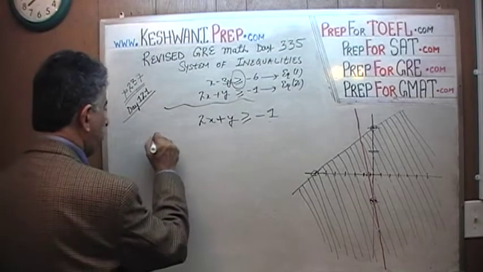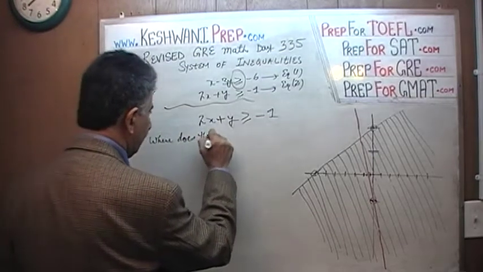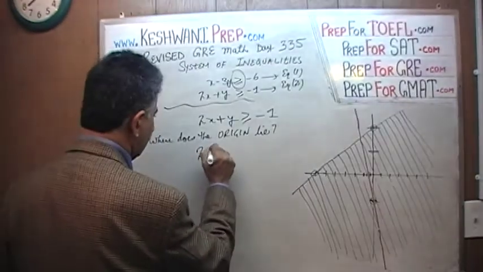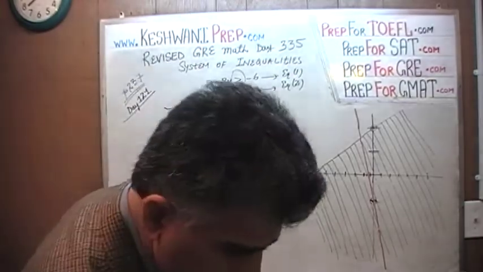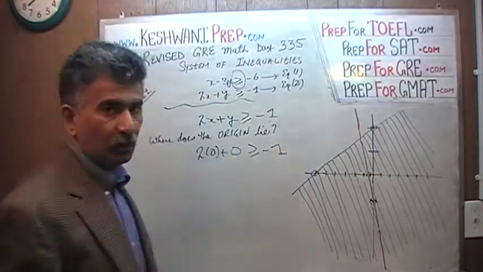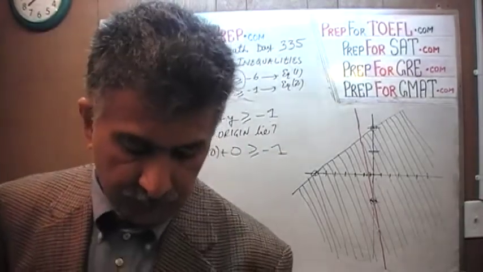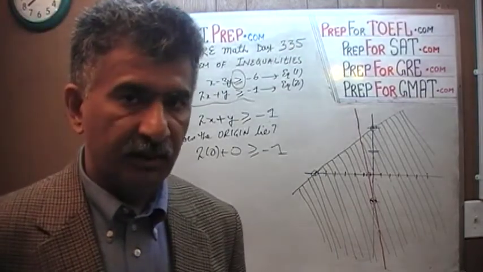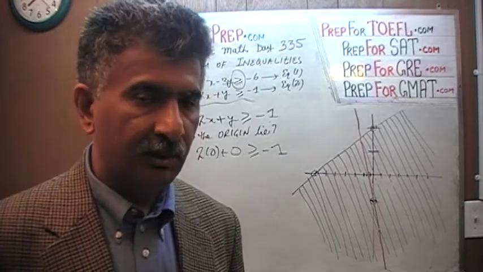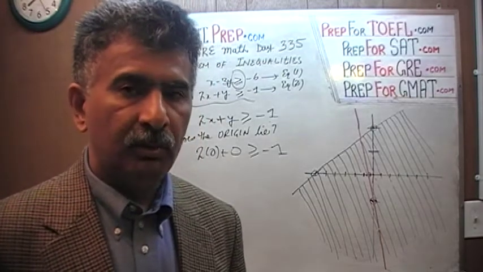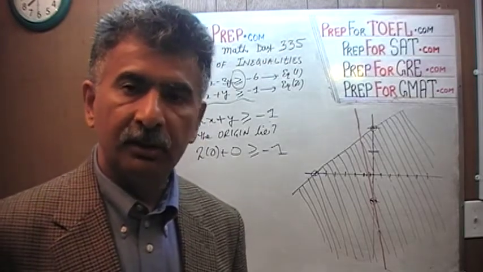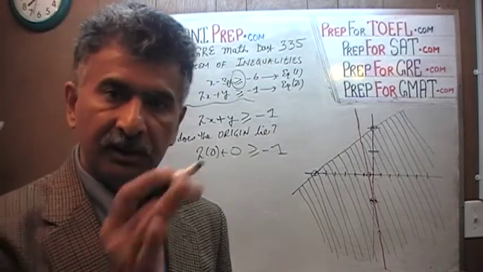So 2 times 0 plus 0. We just substitute the coordinates of the origin, and we ask ourselves, does that satisfy the inequality? If the answer is yes, then the solution region must contain the origin. If the answer is no, the coordinates of the origin do not satisfy the inequality, then the solution region cannot contain the origin. So the solution region must be the other part.